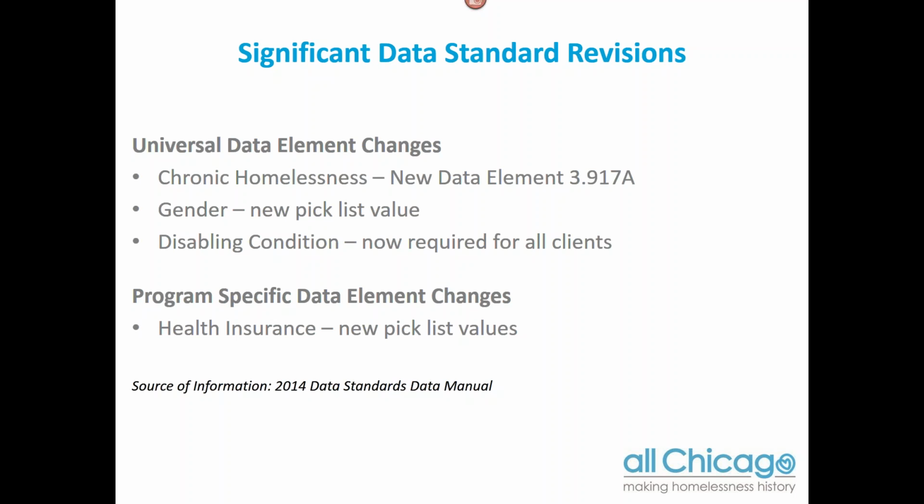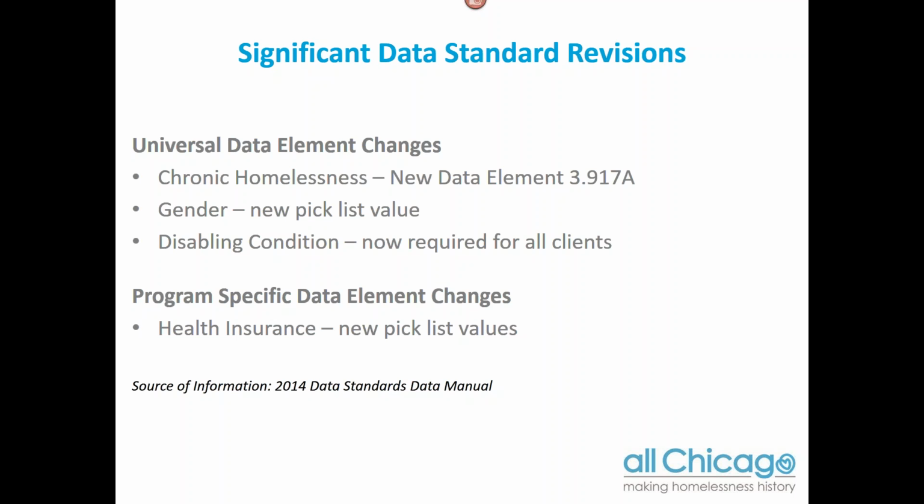And so these are the things that we're going to focus on that have changed in that manual. The biggest change is going to be around chronic homelessness. And there's actually a new data element that we'll talk about. The new data element is actually 3.917A. That's the particular one that will be used for your program type, specifically street outreach, emergency shelters, and safe havens.